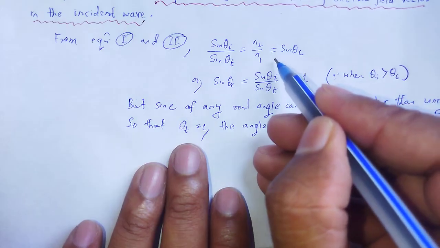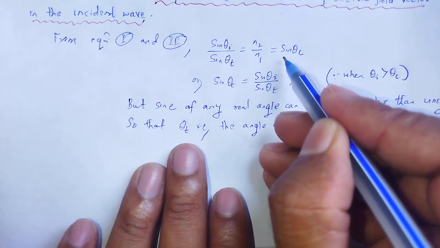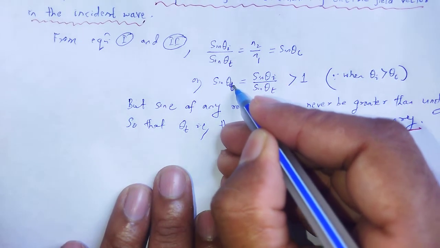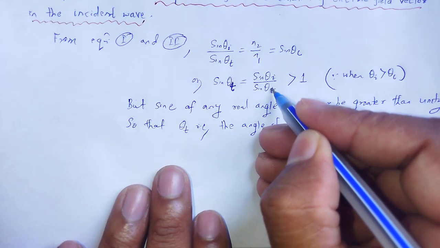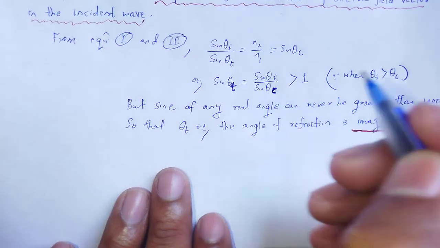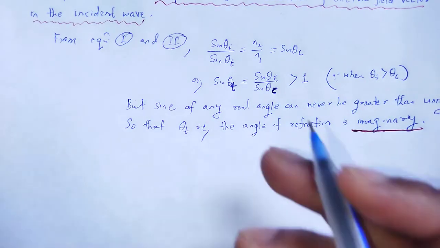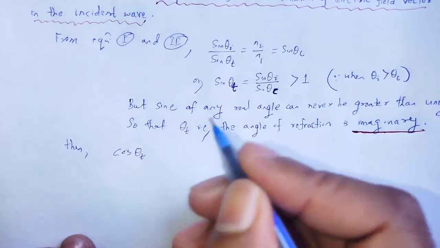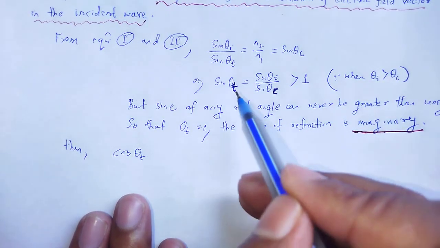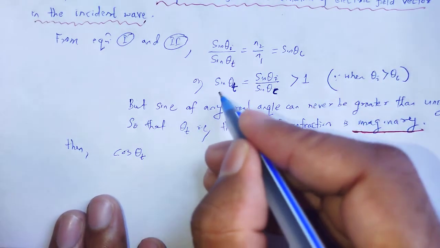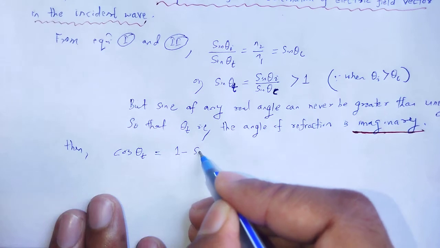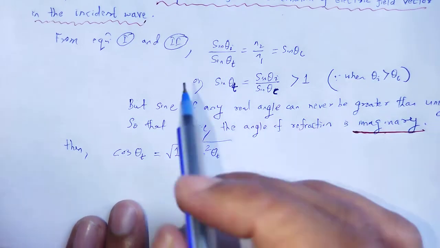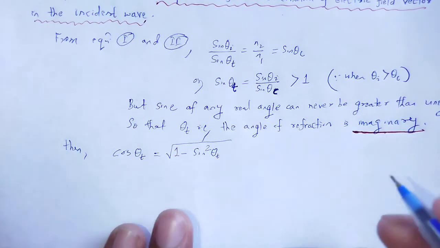That line must be corrected. Sin of theta c is equal to that one, so we require sin theta I by sin theta c. Then cos theta t, as we say theta t is imaginary, sin need not be imaginary, that's why cos theta t is equal to the square root of 1 minus sin square theta t, since cos square theta plus sin square theta is equal to 1. Therefore cos theta t is equal to the square root of 1 minus sin square theta t.